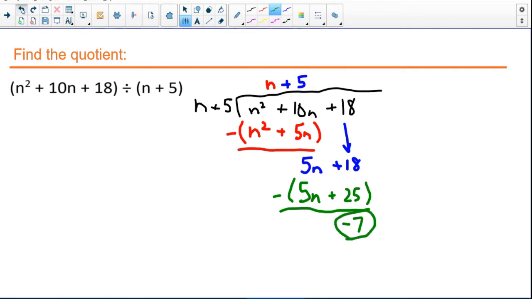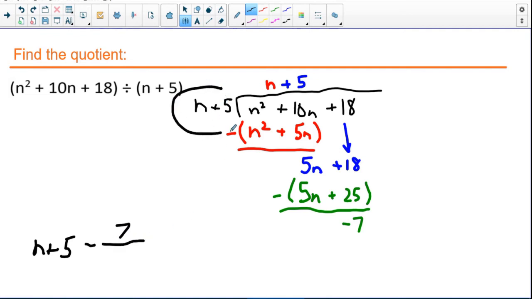So the way that I'm going to write my final answer is I'm going to first write the quotient, n plus 5. And then I also need to write in the remainder. So the remainder is a minus 7 over what I'm dividing by, over this. But I started with n plus 5. And this is actually the same way you would write a remainder in long division, right? So that's going to be our answer.